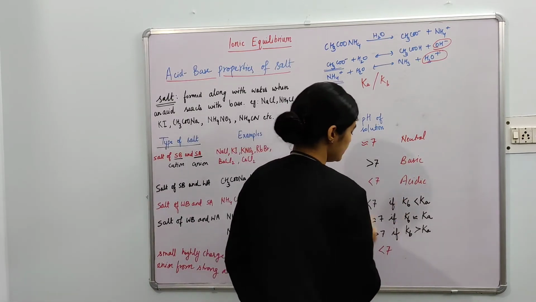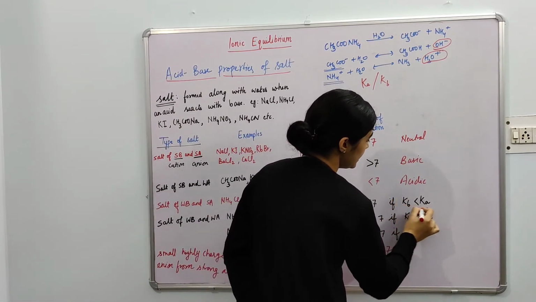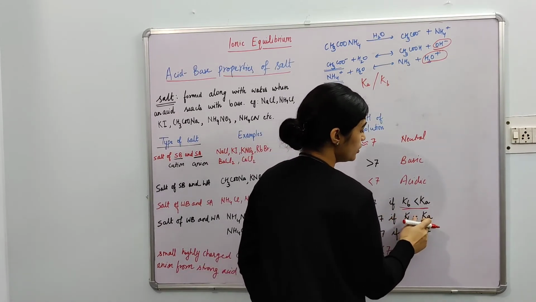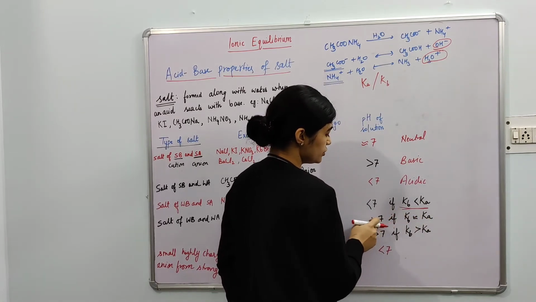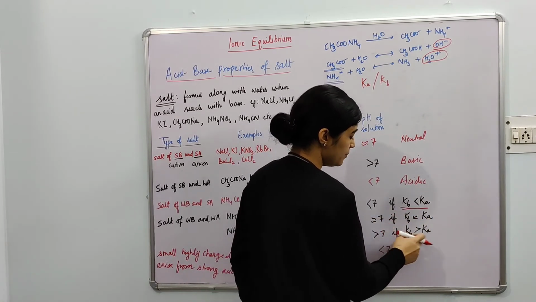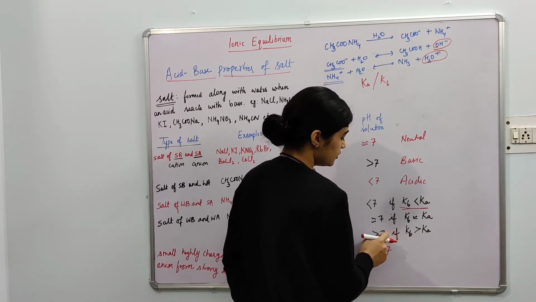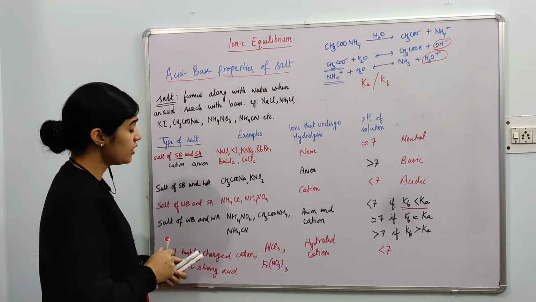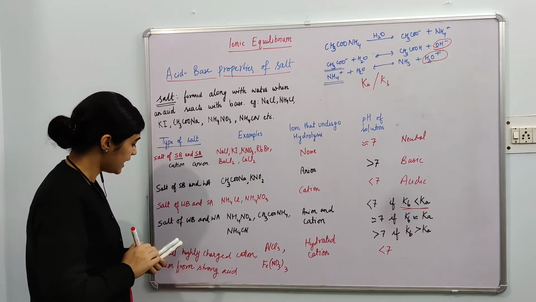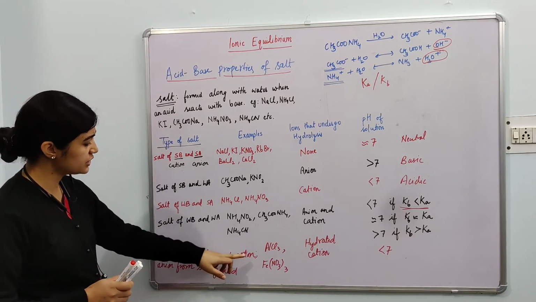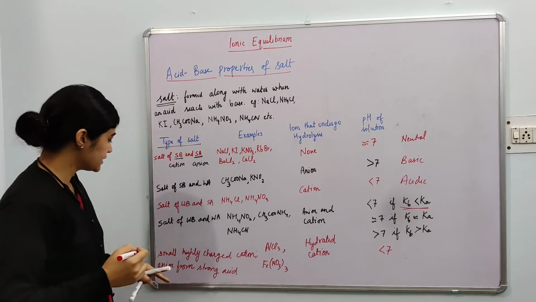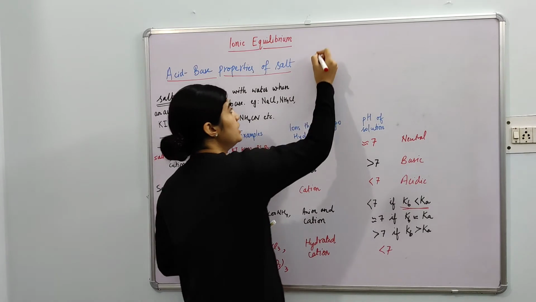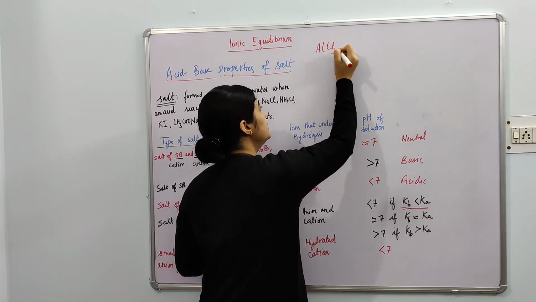So here I have written, if you have Kb less than Ka, then your solution will be acidic. But if you have Kb equal to Ka, that means your solution will be neutral. If you have Kb more than that of Ka, then your solution will be basic. Alright. Now there is one more thing I have written here, that is small highly charged cation. So taking example of small highly charged cation and halide from the strong acid, we will take AlCl3.